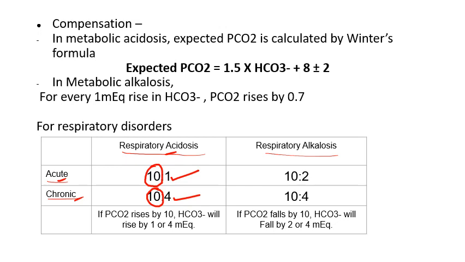Similarly, in respiratory alkalosis, in acute respiratory alkalosis, for every 10 millimeters of mercury fall in PCO2, the bicarb will fall by 2 milliequivalents. And in chronic respiratory alkalosis, for every 10 millimeters of mercury fall in PCO2, the bicarb will fall by 4. See, it's very easy to understand.